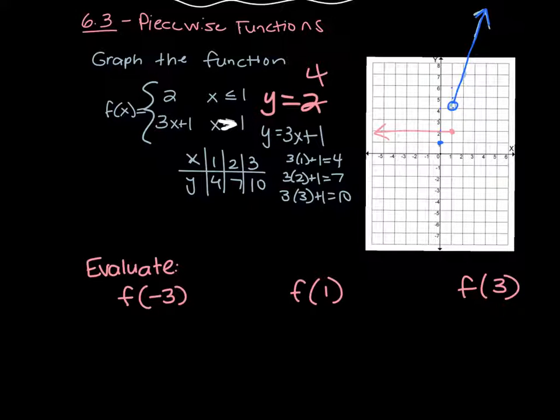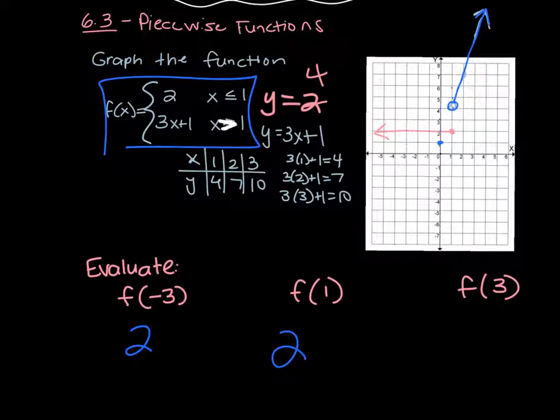Okay, and then you have to evaluate the piecewise function. If it said f of negative 3, using this same function, I figure out which range that falls in. Is negative 3 less than or equal to 1 or greater than 1? It's less than or equal to 1, which means f of negative 3 is 2. Good. How about f of 1? Is 1 less than or equal to 1, or greater than 1? It's less than or equal to, right? Which means this one is also 2. And then f of 3, good. It's bigger than 1, so this is 3 times 3 plus 1, or 9 plus 1, which is 10.